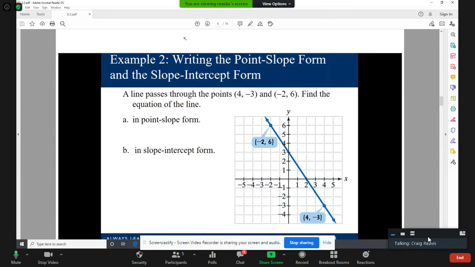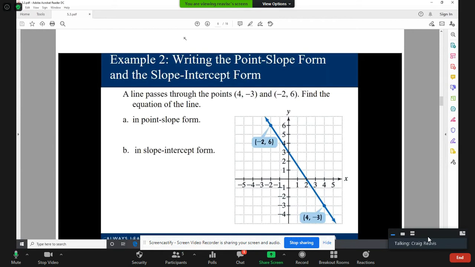All right, now there's a couple of ways here. For point slope form, in order to write the equation, we need to know two things. We need to know one point on the line. In this case, they give us 2 points on the line. When you have more than 1 point, it doesn't matter which point you use. It's all going to work out the same, and I'll show you that with this one. They give us the point (-2, 6), and they give us the point (4, -3).